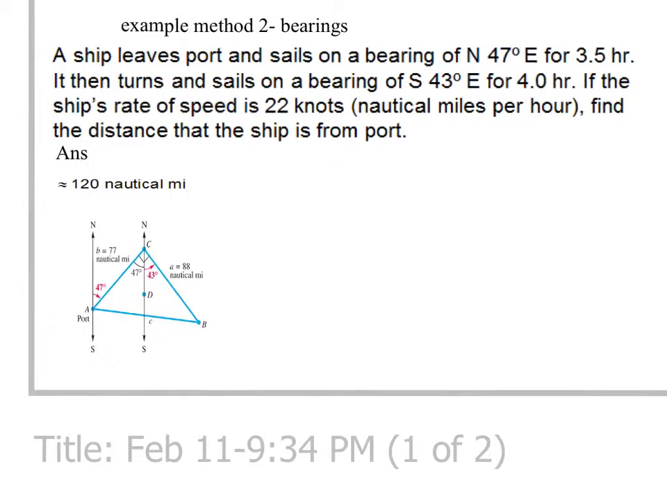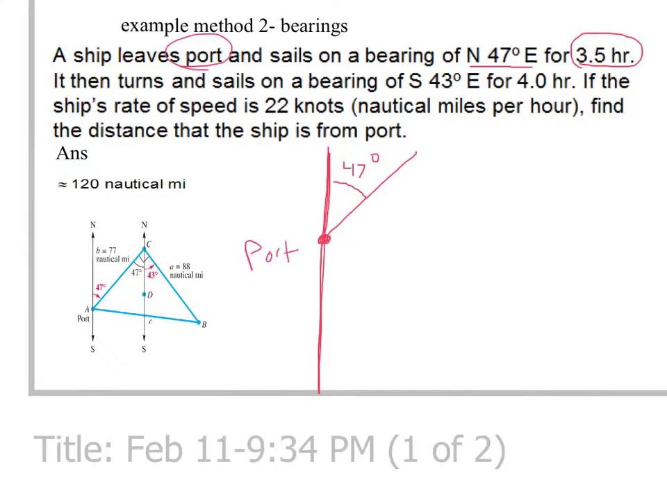So a ship leaves port and sails on a bearing of north 47 east. With these problems, what I always do is I have my north-south line, and I think about what that means. Okay, 47 east, that's that direction, 47 degrees, for 3.5 hours. Now the fact that it's traveling for 3.5 hours, don't worry about that. It says it leaves port, by the way, so I'm just going to write the word port here. We won't worry about the time until later.